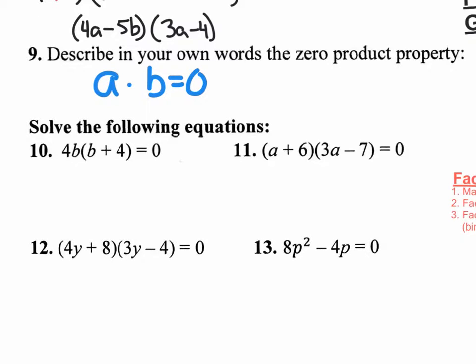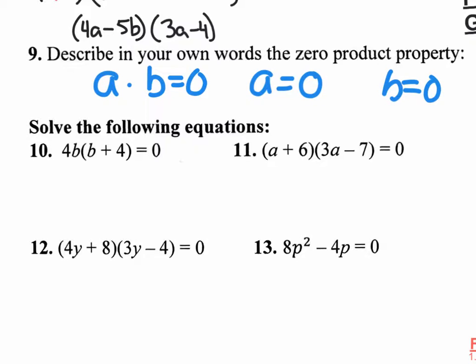The zero product property is when you're multiplying two terms and your answer is 0, either the first term could be 0 or the second term could be 0, which means that you could technically split it and say A could be 0 and B could be 0, or both. And if you solve both, you get two simple equations. Guys, the zero product property will come in handy on these equations, 10, 11, 12, 13.